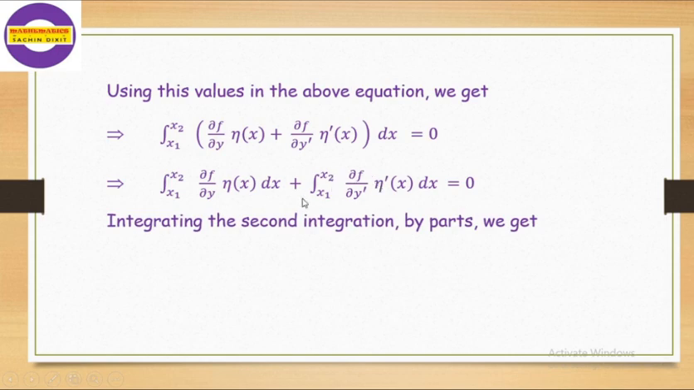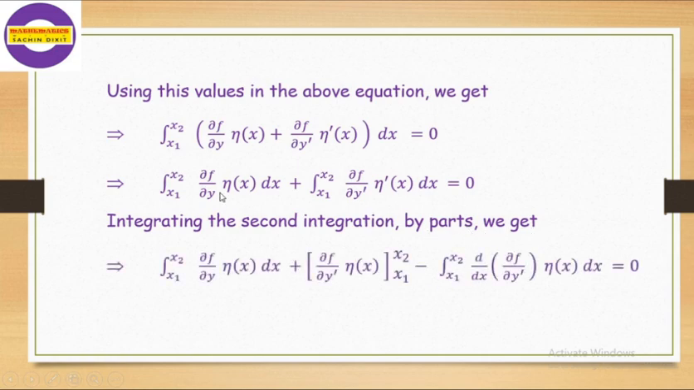Now this is the second integral. We integrate this second integral by integration by parts. We get the first integral as it is, integral from x1 to x2 of ∂f/∂y eta(x) dx as it is, plus we have to find the integral of the second by applying integration by parts.